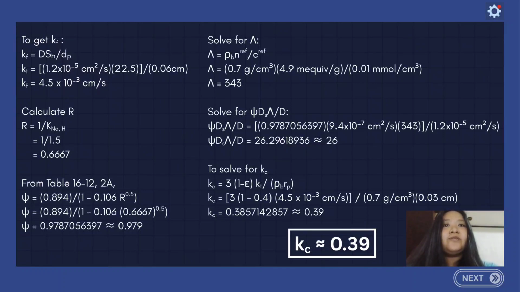Now, to solve for the rate coefficient based on table 16-12 number 1, Kc is equal to 3 times quantity 1 minus epsilon times Kf all over quantity bulk density times radius of the particle, which is approximately 0.39.